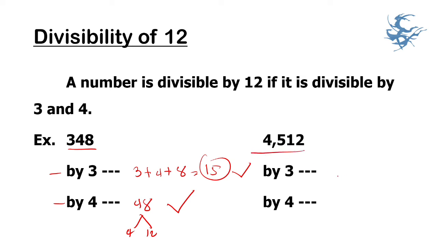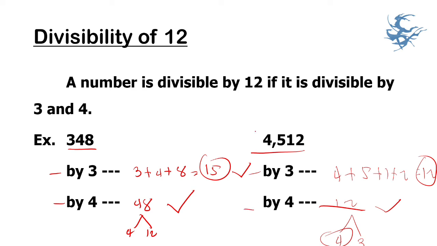Here, for divisibility of 3, we're just going to add the digits: 4 plus 5 plus 1 plus 2. We get 4 plus 5, 9 plus 1, 10 plus 2, 12, which is a multiple of 3. Now, with divisibility of 4, we're just going to get the last 2 digits, which is 12, and that is just 4 times 3. Hence, it is divisible by 4. Since it is divisible by 3 and 4, the whole number is divisible by 12. Okay?